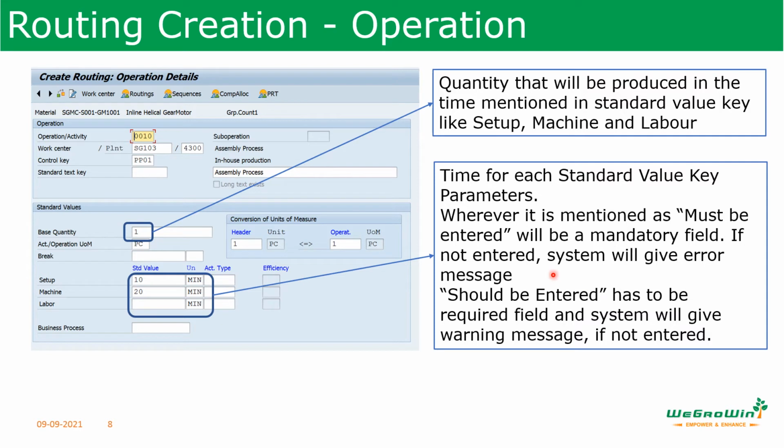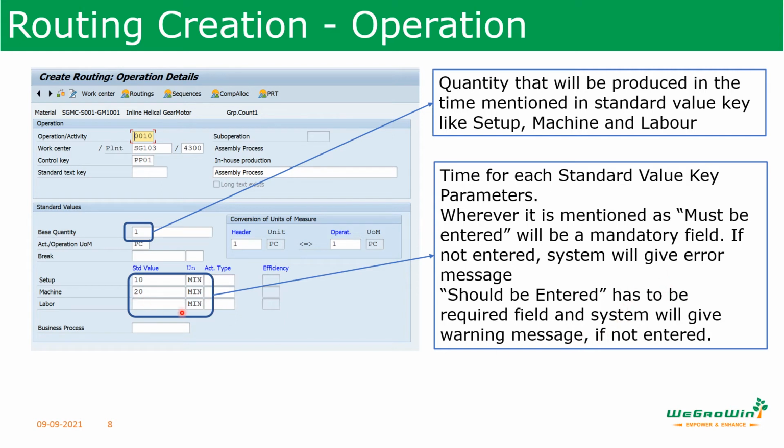Whether it must be entered or should be entered. If it must be entered, it is a mandatory field. If you don't enter it, the system will not allow you to save the routings. Should be entered means it is a required field. The system will give a warning, hey, you did not fill it, that's it. But it will allow you to save it. So that is the difference between must be entered and should be entered.